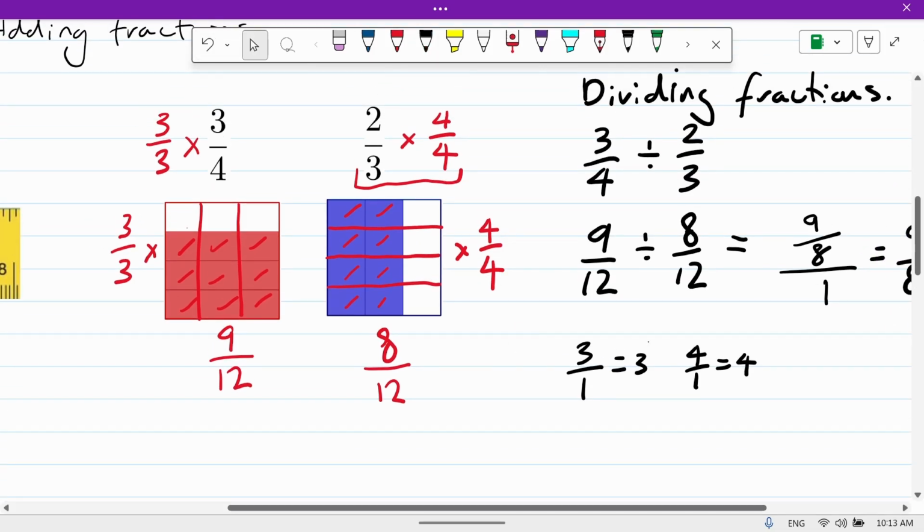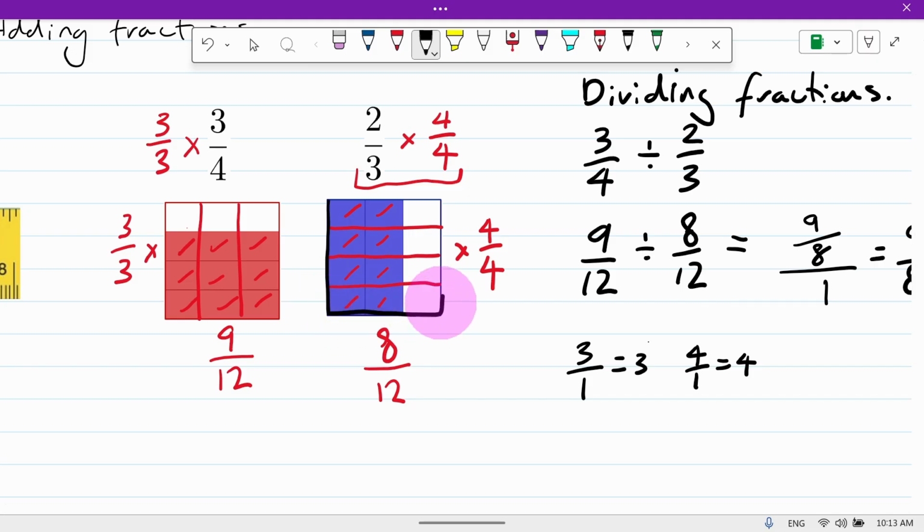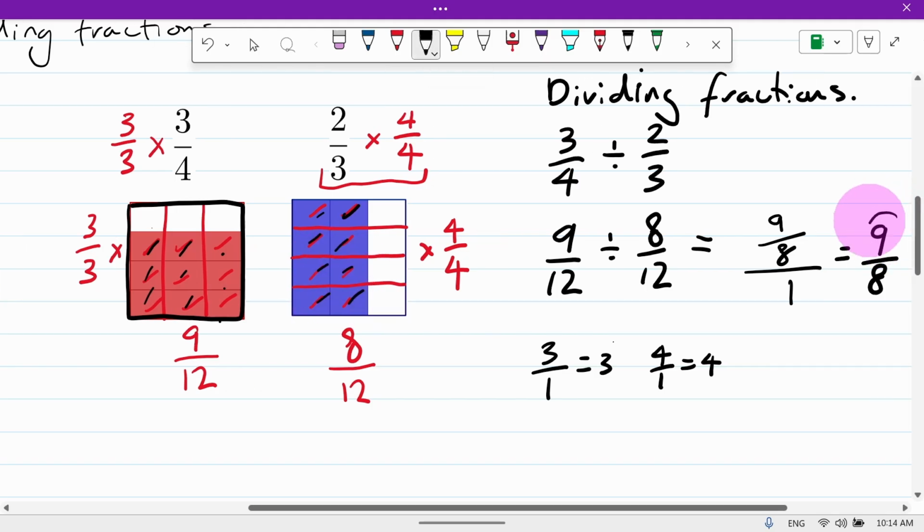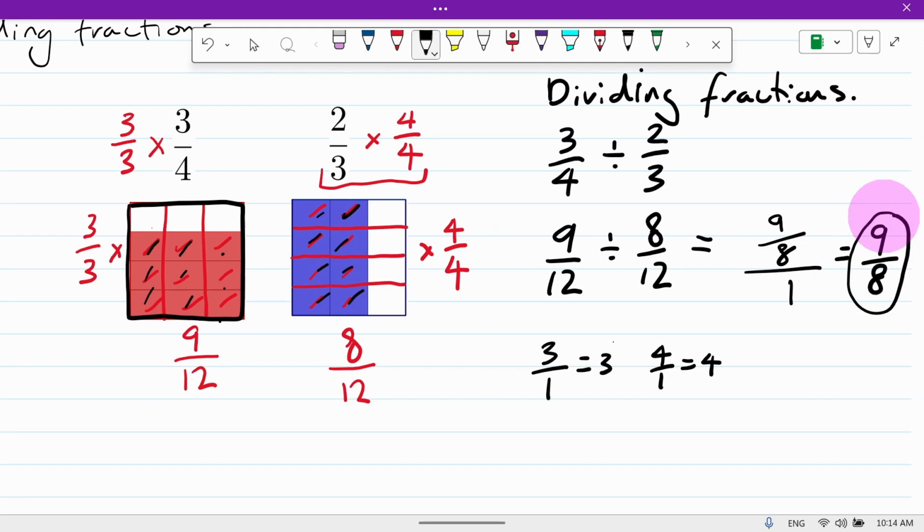Now visually, what is the division doing? Well, the denominator is one whole and it's 12ths. So we're saying how many times does one whole go into one whole? That goes in once. We've got 9, 1, 2, 3, 4, 5, 6, 7, 8, 9, divided by 1, 2, 3, 4, 5, 6, 7, 8. Hence we have our value and answer of 9/8.